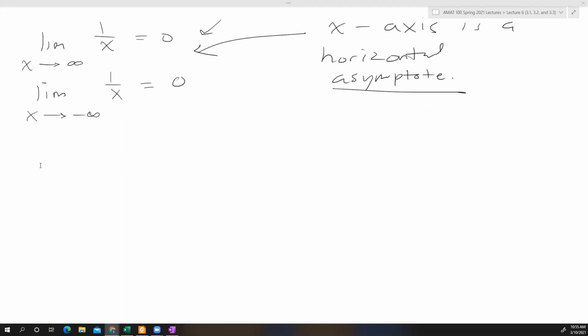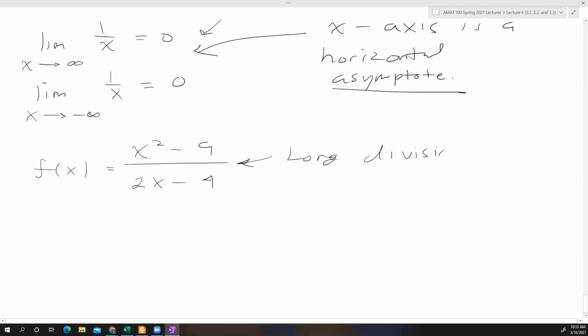So our function is f of x is equal to x squared minus 9 over 2x minus 4. So now I'm going to introduce you to the topic of the chapter. It's long division. We want to perform this long division right here. And we're going to get a remainder, and that remainder is going to be the slant asymptote.